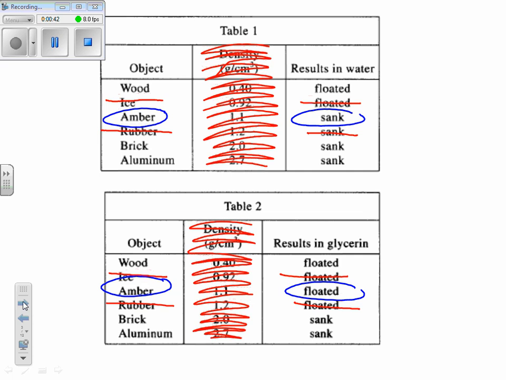Wood floats in both experiments. Brick sank in both experiments, and aluminum sank in both experiments. Amber sank in experiment 2 and floated in experiment 3. The best answer is B, amber.